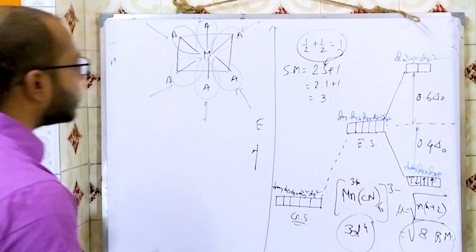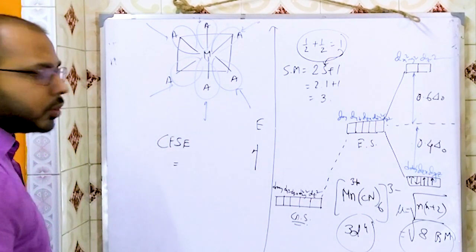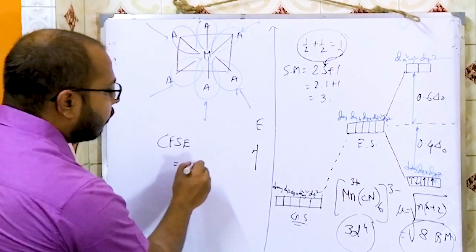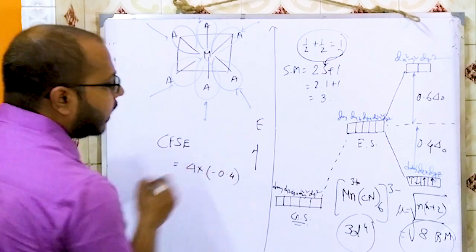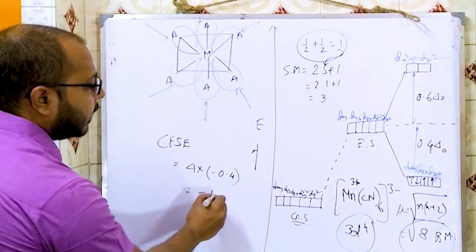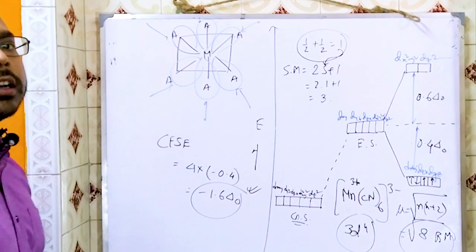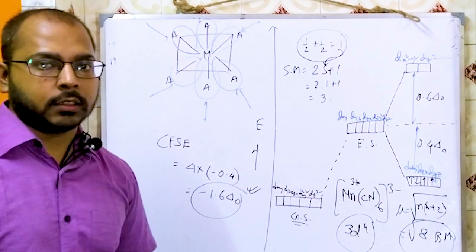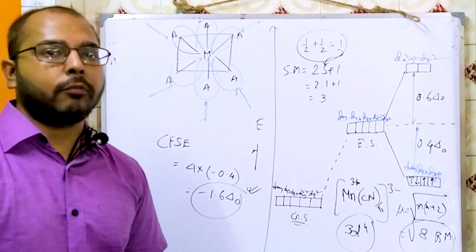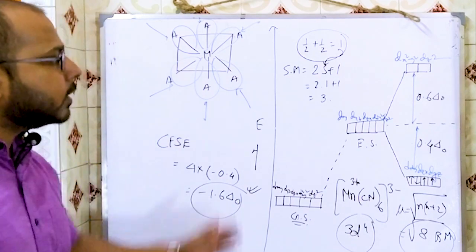What is the CFSE calculation? CFSE calculation would be 4 into, room के लिए वैल्यू कितना था? So minus 1.6 delta O. Crystal field splitting energy or crystal field stabilization energy, which we can't get from valence bond theory. Got my point? So this is the factor.